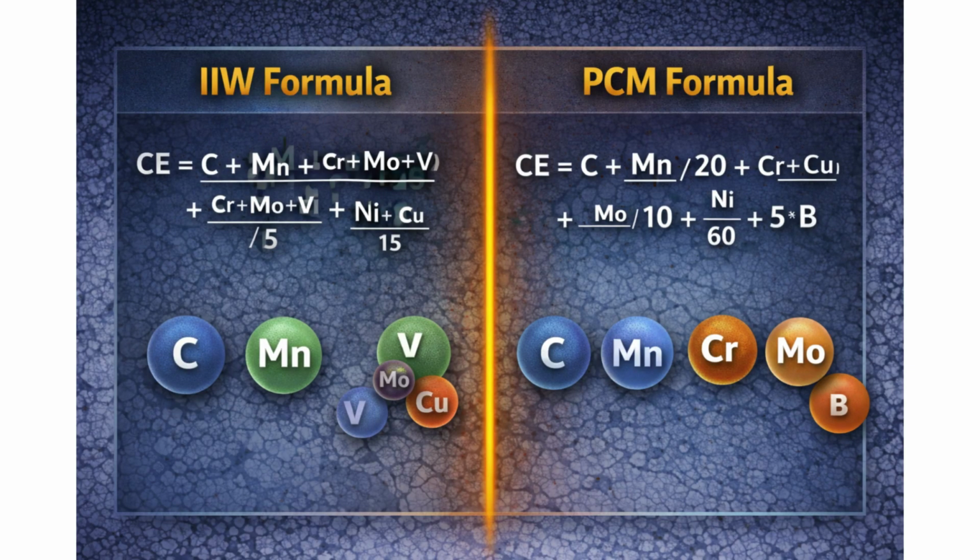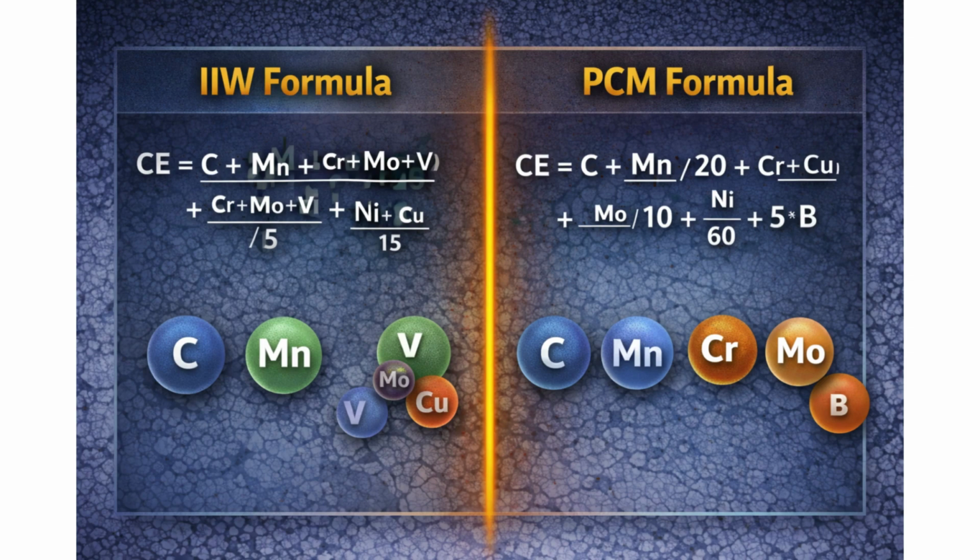There are several formulas used to calculate carbon equivalent, and the formula you use depends on industry standards and the type of steel. The most commonly used formula is known as the IIW carbon equivalent formula. This formula considers the effect of carbon first, because carbon has the strongest influence on weldability. Then it adds the effect of manganese, divided by 6. After that, chromium, molybdenum, and vanadium are grouped together and divided by 5. Finally, nickel and copper are combined and divided by 15. All of these elements are added together to give one single value, called the carbon equivalent.